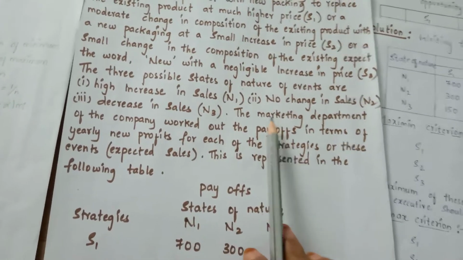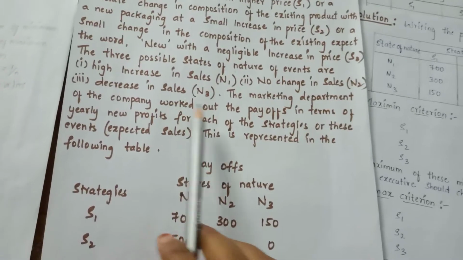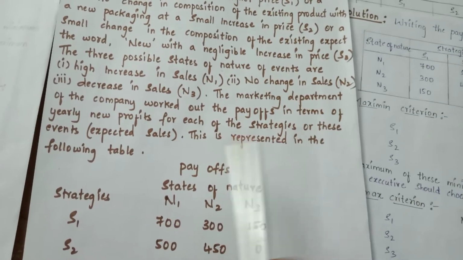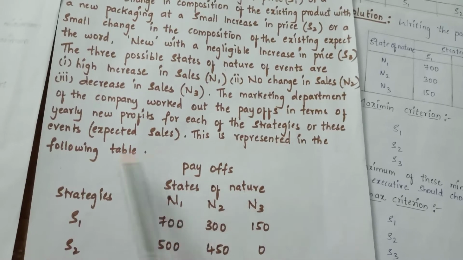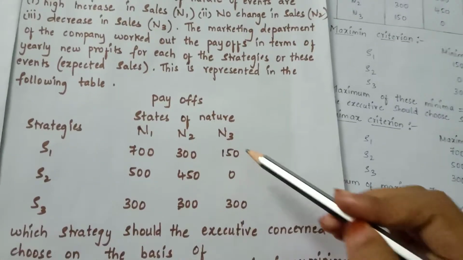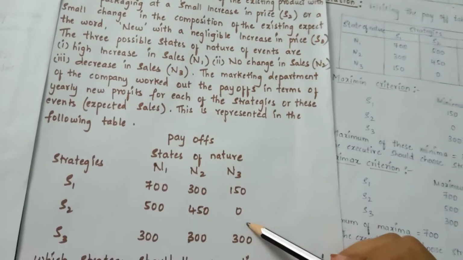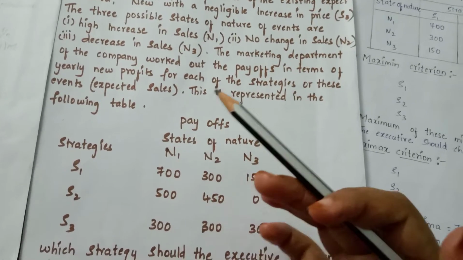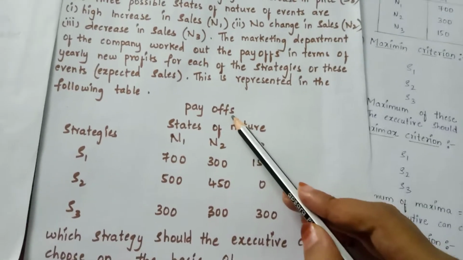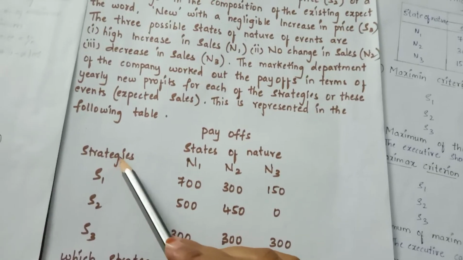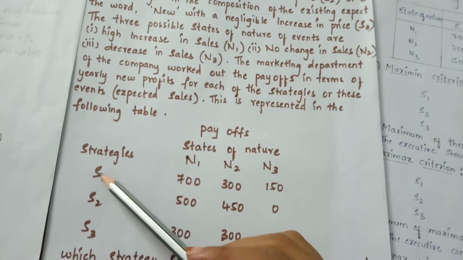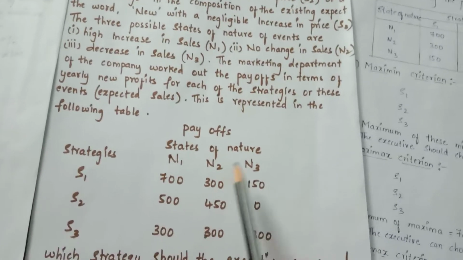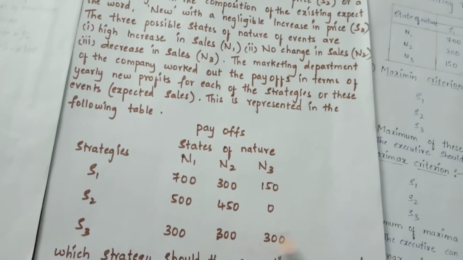Okay, the marketing department of a company worked out the payoff in terms of yearly net profit for each of the strategies or these events. This is represented in the following table. So this is the payoff, students, which is given by the marketing department. Payoff is nothing but a numerical result or an outcome. It is estimated. Here there are three strategies, that is S1, S2 and S3. And there are three states of nature, that is N1, N2 and N3. So these are the payoffs.